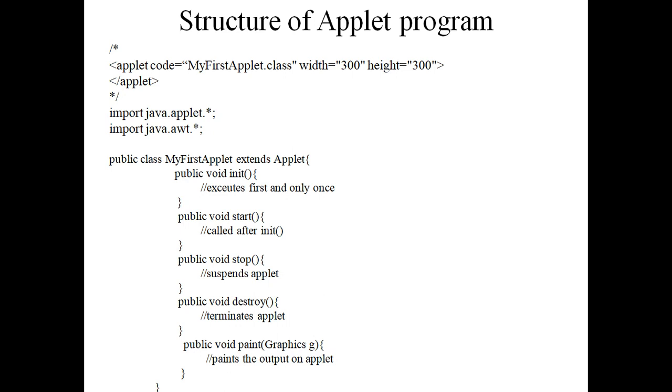Now in an applet, we have 5 functions, and we are going to define them. Public void init, which is executed first, then followed by public void start, public void stop, which suspends the applet, public void destroy, which terminates the applet, and public void paint. Public void paint accepts a parameter which is nothing but the object of the Graphics class. It is used for painting the output on the applet.